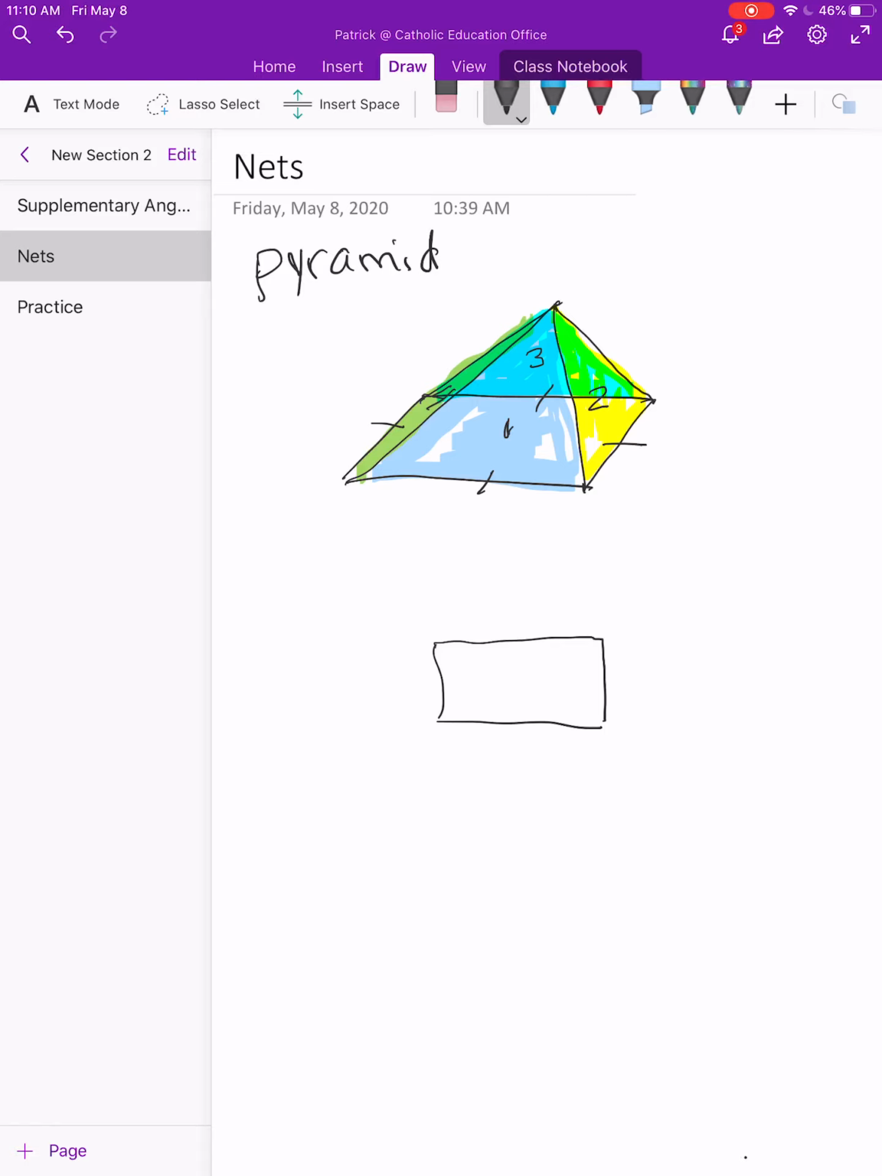So in order for it to be a pyramid, there'd be one shape that would be the base, and there'd be a triangle for each side of that base. So I'd have a triangle here, I'd have a triangle on this side, a triangle on this side, and a triangle on this side. 4 triangles for whatever shape is in the bottom. It's a 4-sided shape, it's a rectangle, then I have 4 triangles. So it's pretty easy to tell if it's going to be a pyramid because there's going to be one shape and then the rest are triangles.